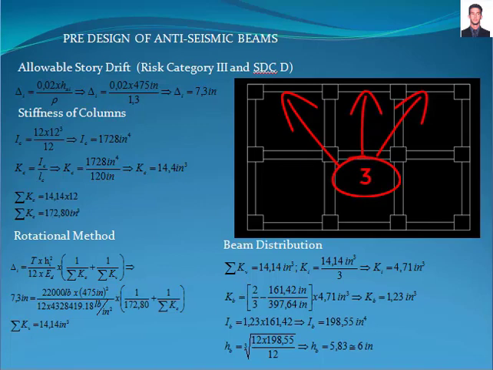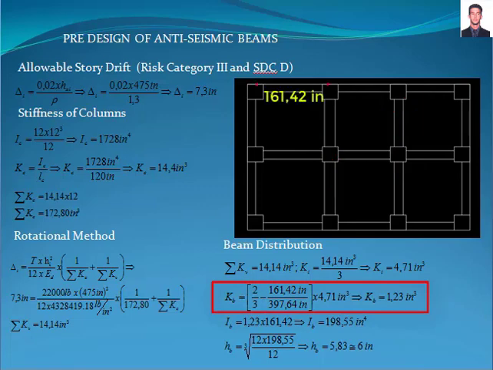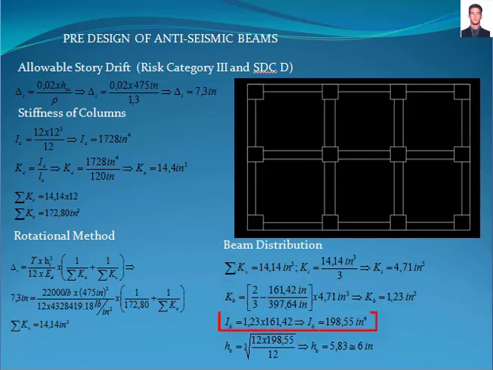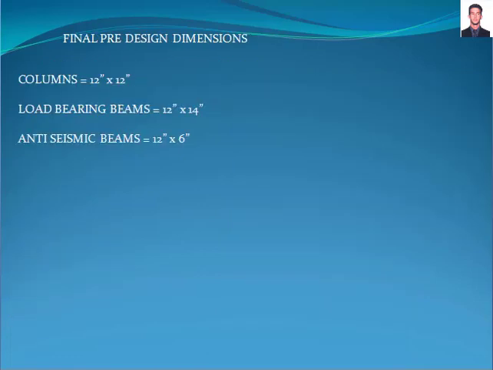Using the equation to calculate Kb, where n is the number of beams that belong to the frame, Lb is the clear span of the beam that has been calculated, and L is the total length of the frame, we get a result of 1.23 cubic inches. The third step is to calculate the inertia of the beam, resulting in 198.55 inches to the fourth. And finally, we calculate the height of the beam, solving H from the inertia equation, giving a result of 5.83 inches that we approximate to 6 inches.